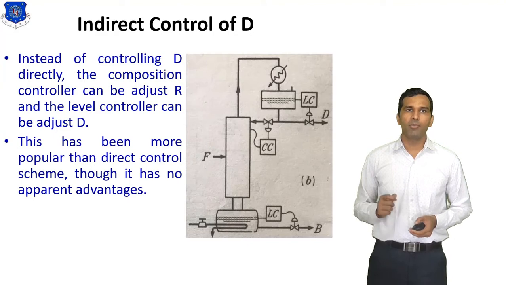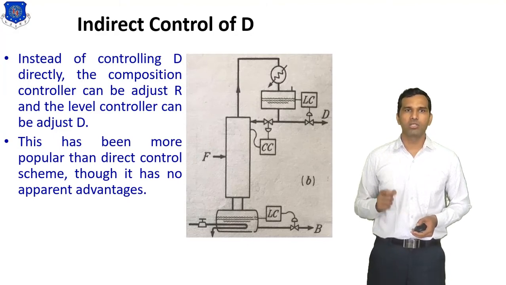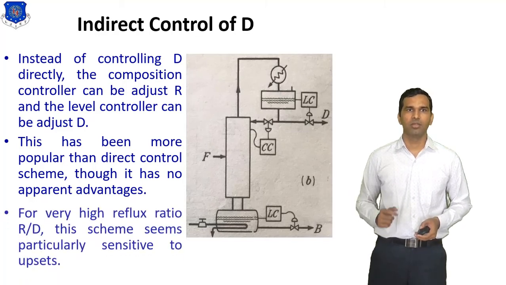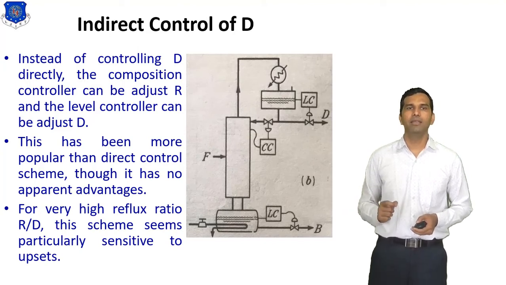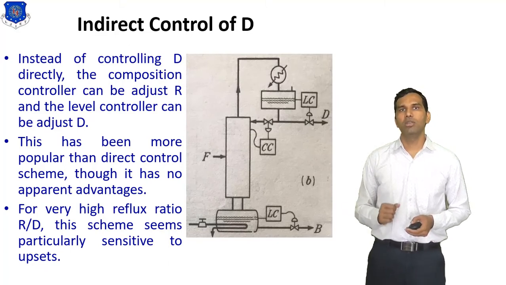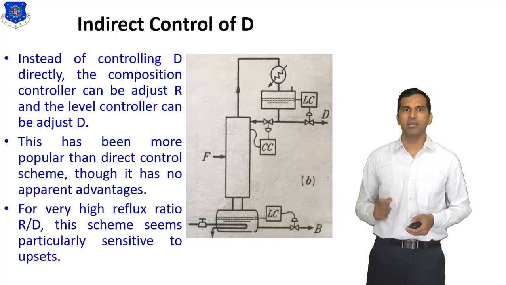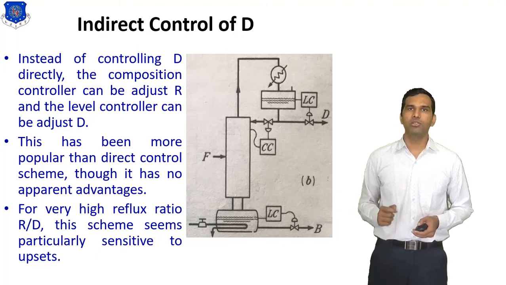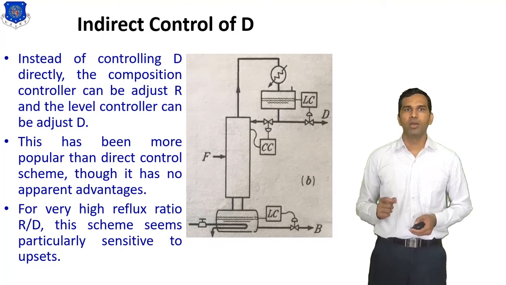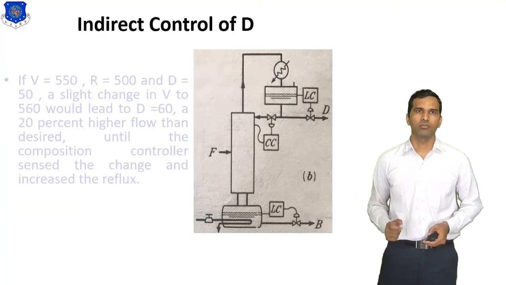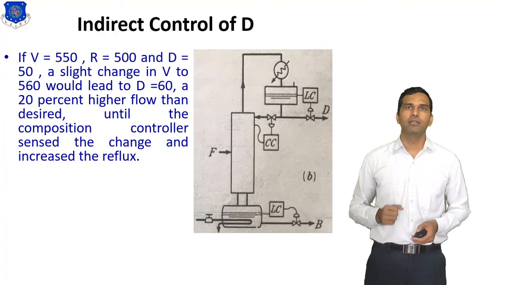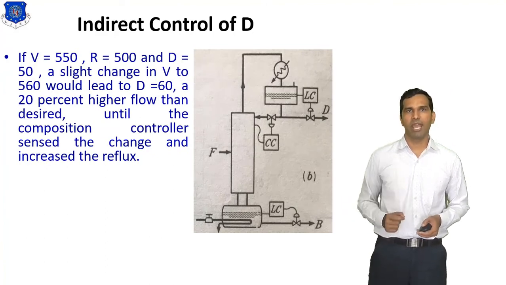This has been more popular than direct control scheme, though it has no apparent advantage. For very high reflux ratio R by D, this scheme seems particularly sensitive to offset. So here we can see there is some limitation. Now we understand the last statement with the help of this example.